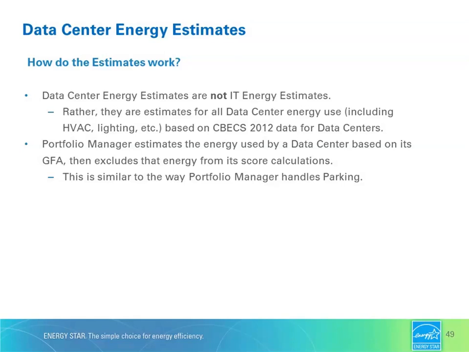So now, when you apply for data center energy estimates, what Portfolio Manager does is it estimates how much total energy your data center uses, and then it uses that estimate to essentially exclude the data center from your building before calculating your score. If anybody's familiar with how Portfolio Manager handles parking, it's the same thing. It estimates the amount of energy it would use using an engineering estimate, and then excludes it before calculating your score.